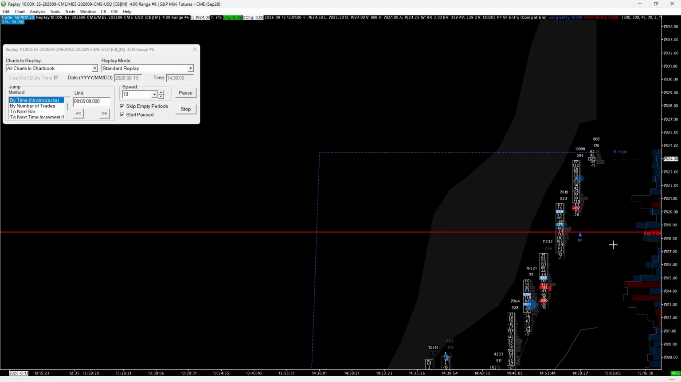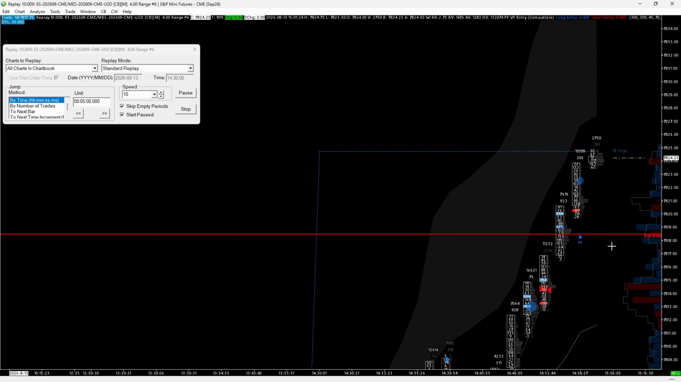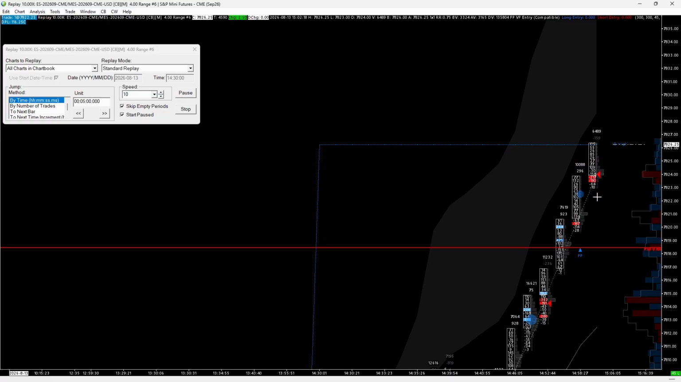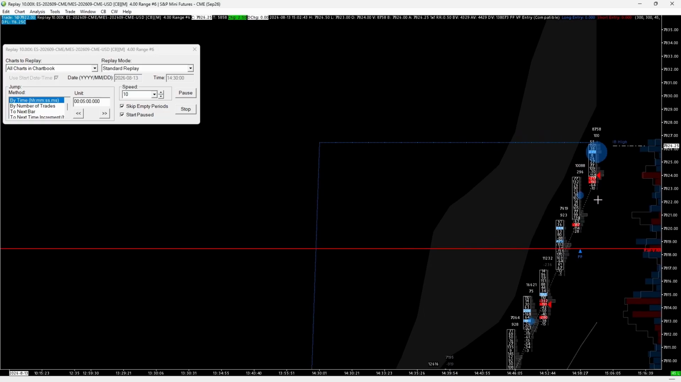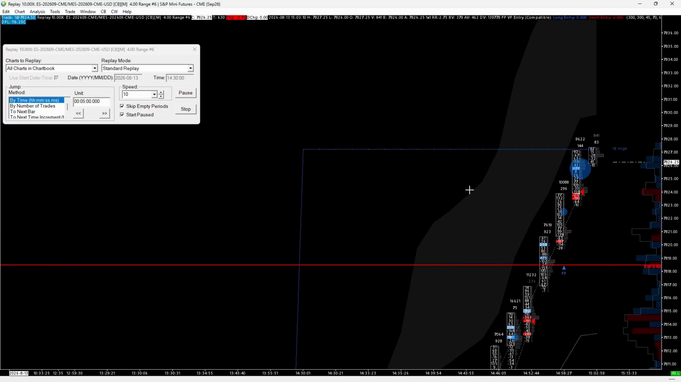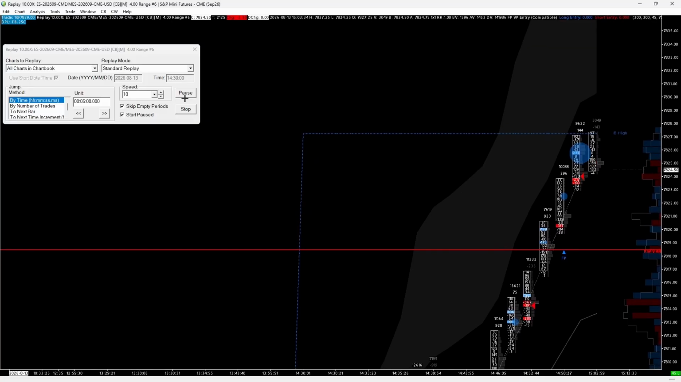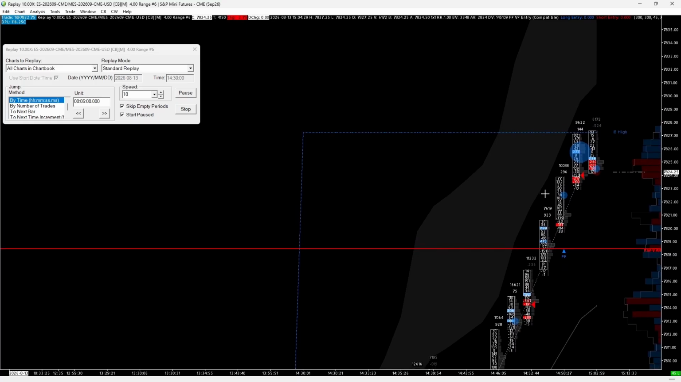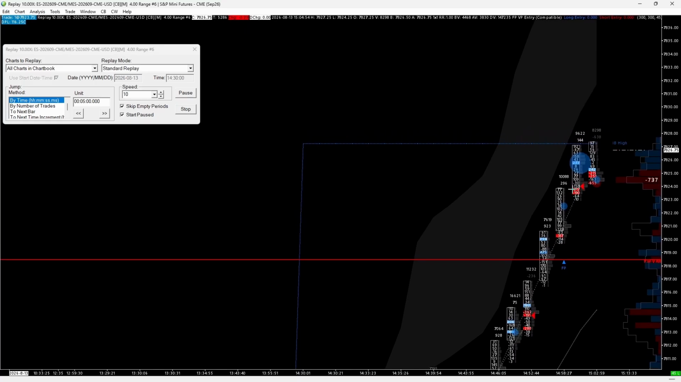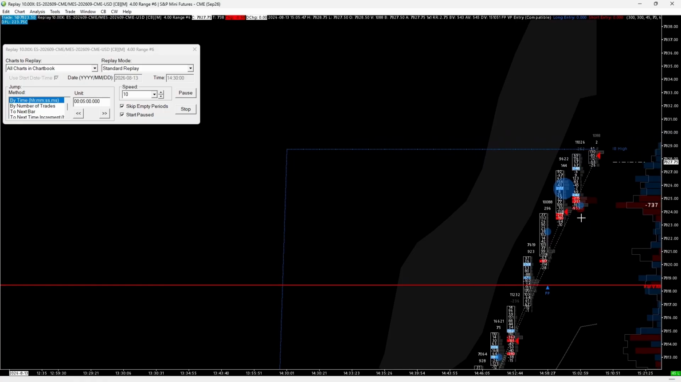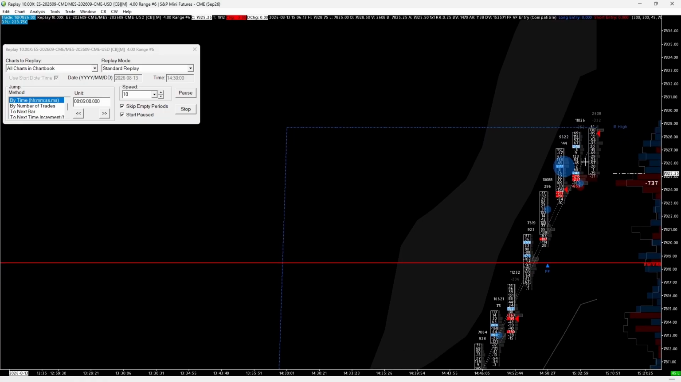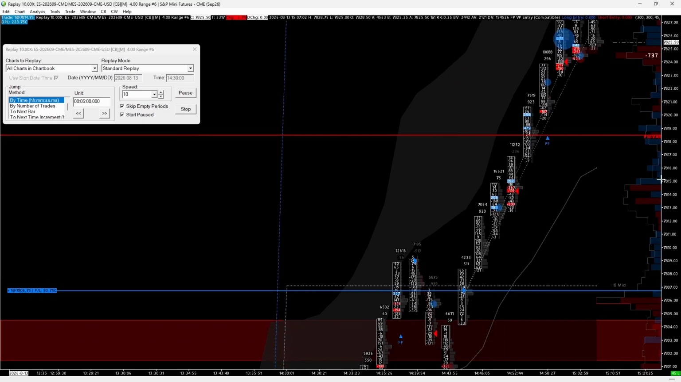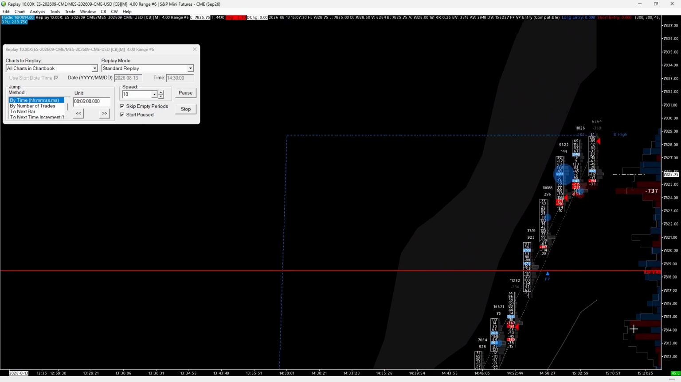We move again. I'm pretty sure I take more partials around here as well, to secure some profits. There we go. And then price just keeps trading up higher and higher and higher. I'll let this play out a little bit longer. You can see here more signals printing, and I had 2 contracts running, so I've still got a bit of the trade left. Let's see. Yeah, I've still got 1 contract running.